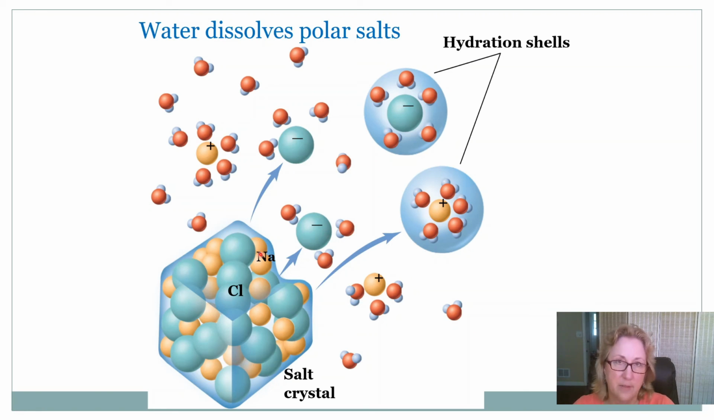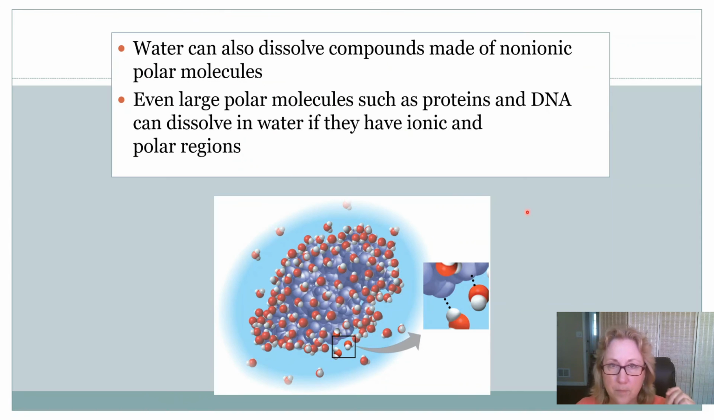There's a positively charged ion and a negatively charged ion, and when you put them in water, the ions separate and those ionic bonds break. The positively charged ions, like the sodiums, will bond with the partial negative charges on the oxygen, and the negatively charged ions, like the chloride, will bond to the positively charged hydrogens on the water.